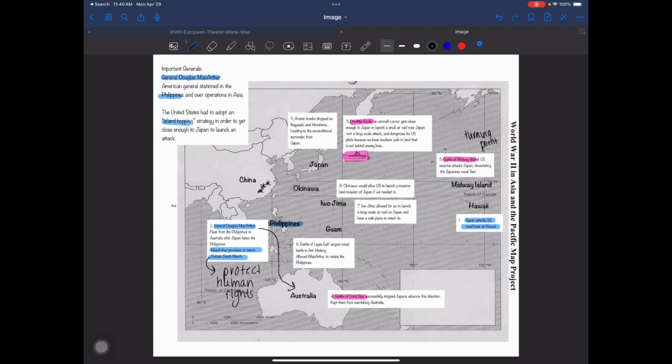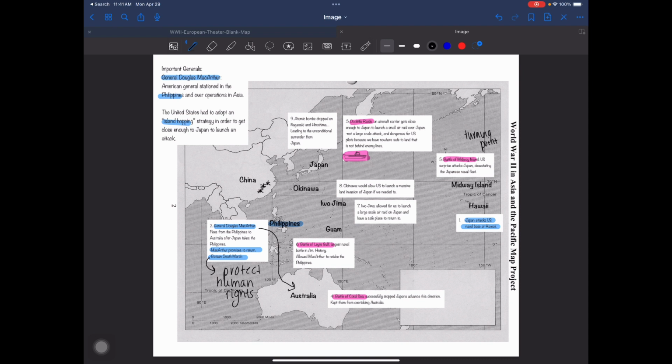And from that moment, because of the devastation on their fleet, we're going to be able to start pushing Japan back. And that island hopping strategy is going to be more effective. The next one, located down here, the Battle of Leyte Gulf. And this is going to be the largest naval battle in American history. And this is what's going to allow MacArthur to return to the Philippines and get that back under American possession. Now, one thing we will do after this war is we will no longer control the Philippines as a U.S. territory. We will actually grant them their independence.